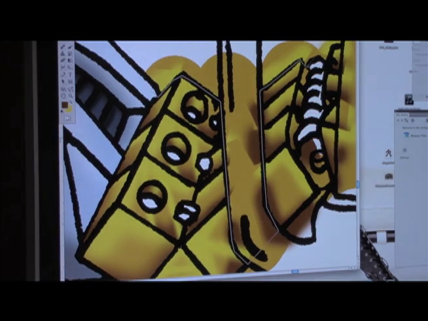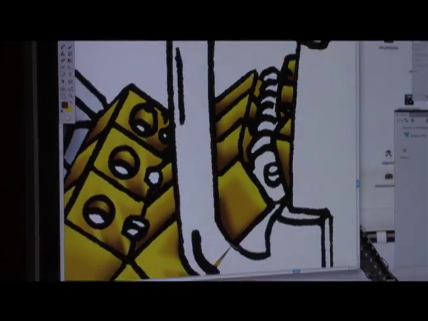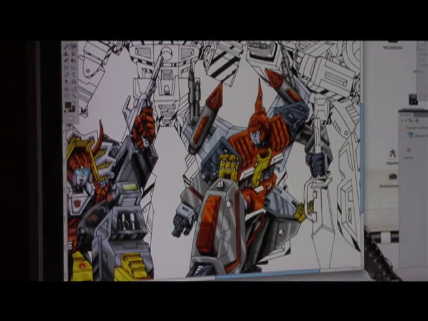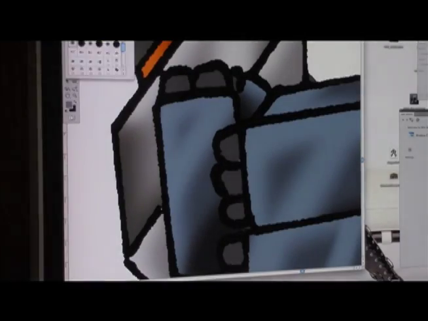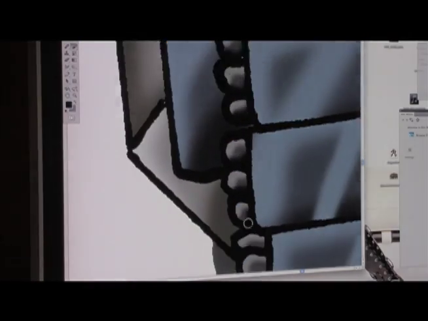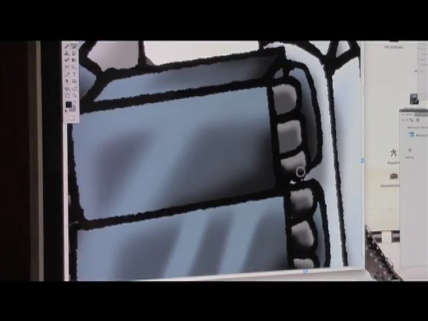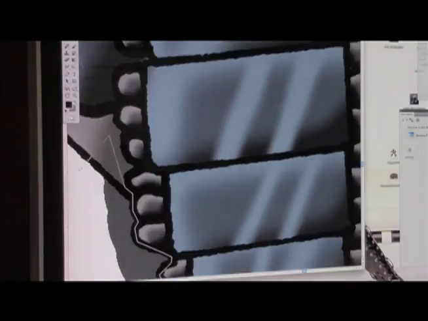So I'm really looking forward to getting this one done. A lot of people were asking me about this one at the show, when is it going to be done. I tell people, look, I'm working on a Dinobot piece, and they were pretty excited. So that's awesome.